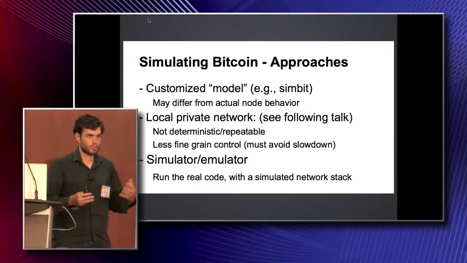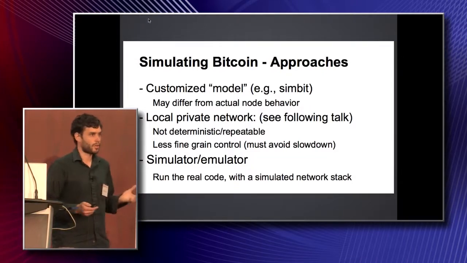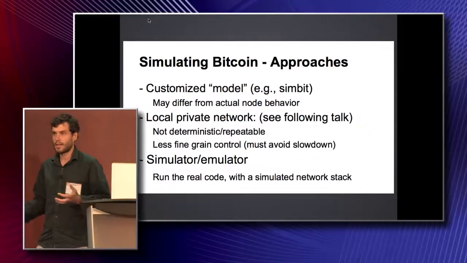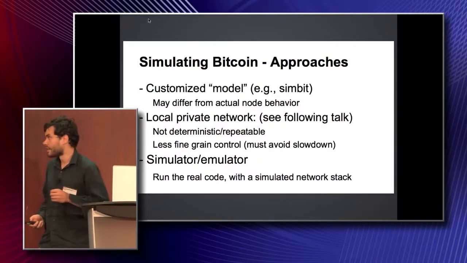Okay, so let me start by talking about my Bitcoin simulator framework. There are a couple of approaches to simulating the Bitcoin network. The easiest one is to make some kind of customized model that is just a simplified abstraction of what you care about. Things like this were made, like the SimBit model to show off how selfish mining works. The problem with this approach, although it's quite easy and efficient, is that what you put in is what you get. So if the model that you come up with differs from the actual behavior of the Bitcoin network, then you're not actually learning anything about the real Bitcoin network.